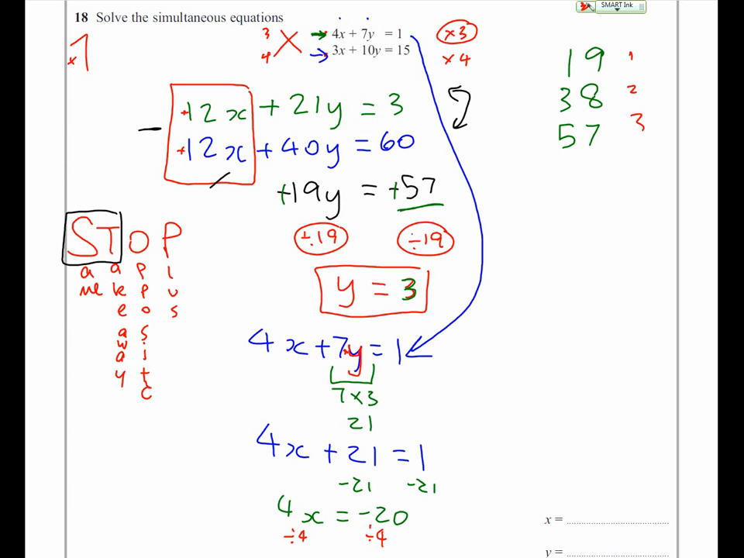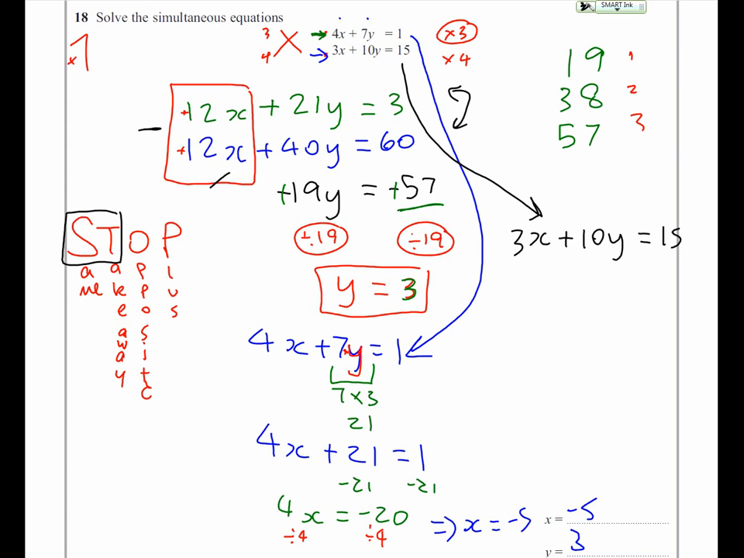Now 20 divided by 4 is 5. But it's minus 20, so x is minus 5. That's your answer, guys. Y equals 3. X equals minus 5. If you like checking stuff, what you can do now, take your last equation, see if it works. So 3x plus 10y equals 15.